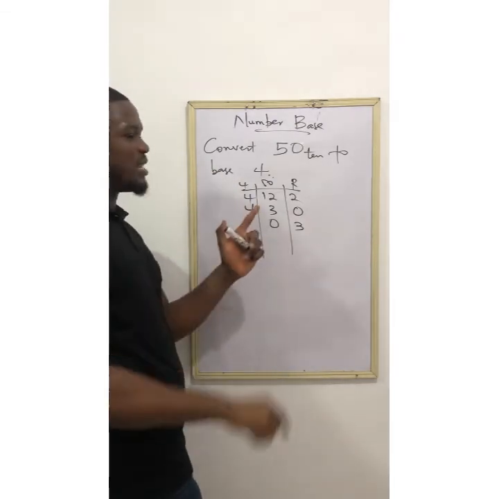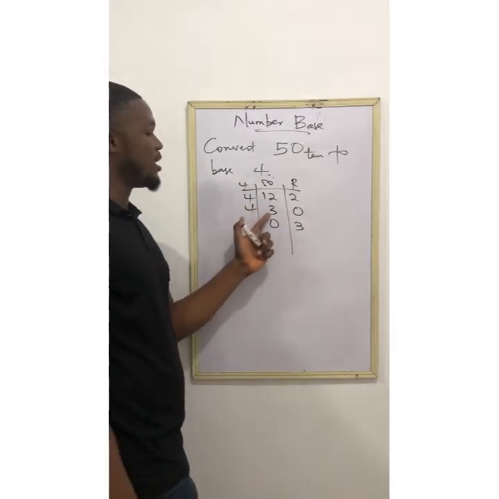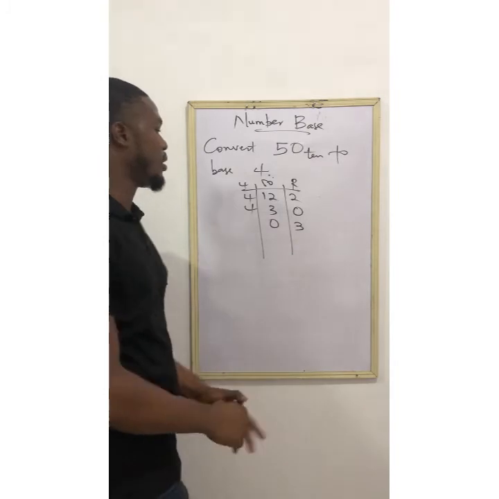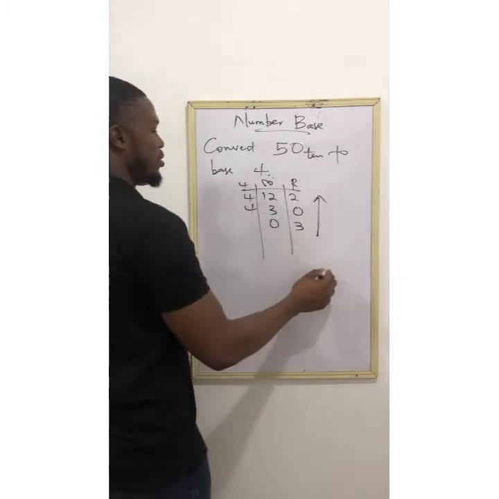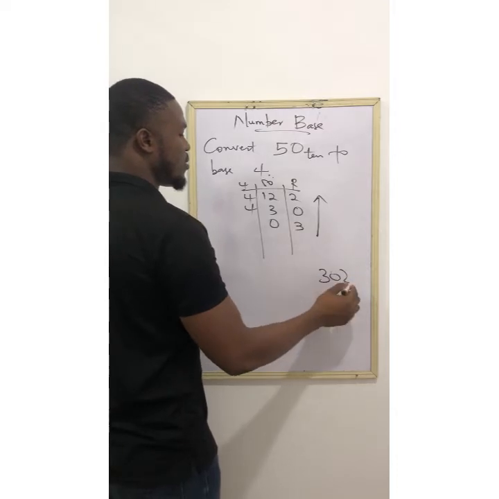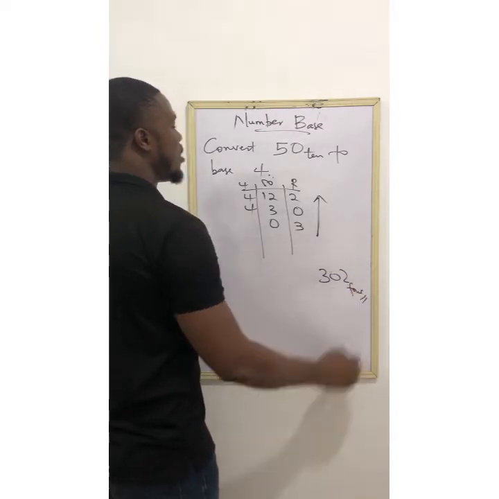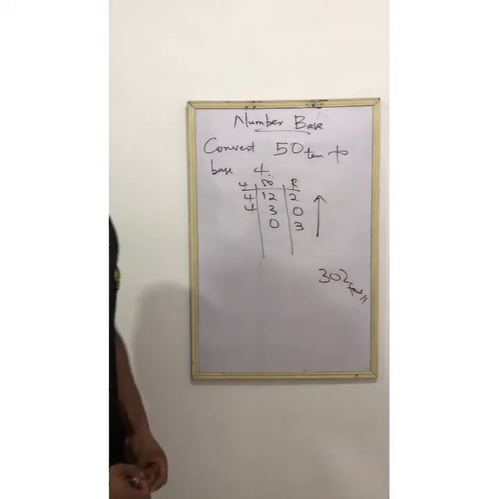Then the remainder will be that number that it divides. So 4 in 3 is 0. Bring down the 3 here. So you write it from down upward. And that's 302 base 4, okay?